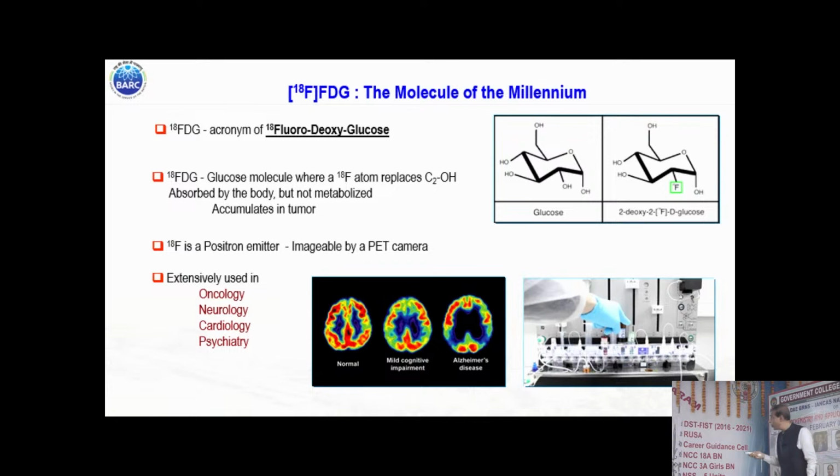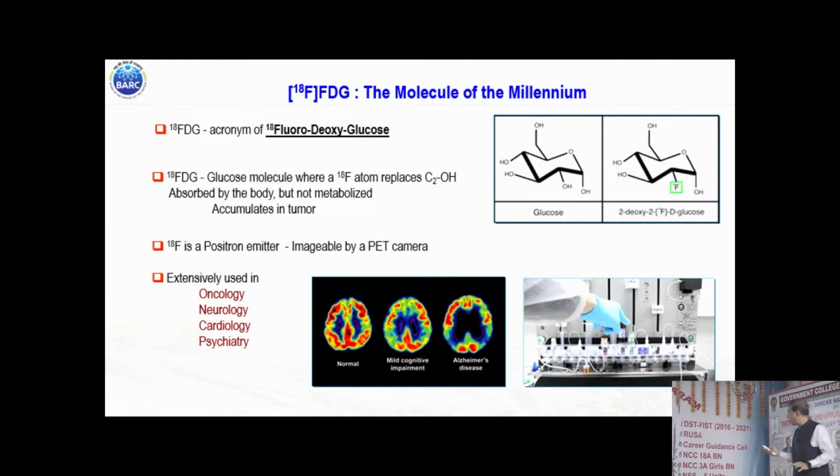And the most commonly used radiopharmaceutical for positron emission tomography is FDG, that is called the molecule of the millennium. Its full form is 18-fluorodeoxyglucose. So, you can see this is a glucose molecule, and all our cells need glucose for functioning. What they have done is that the hydroxyl group in the second position has been replaced by fluorine, and this fluorine is radioactive, 18 fluorine. This is a positron emitter having a half life of only 110 minutes.